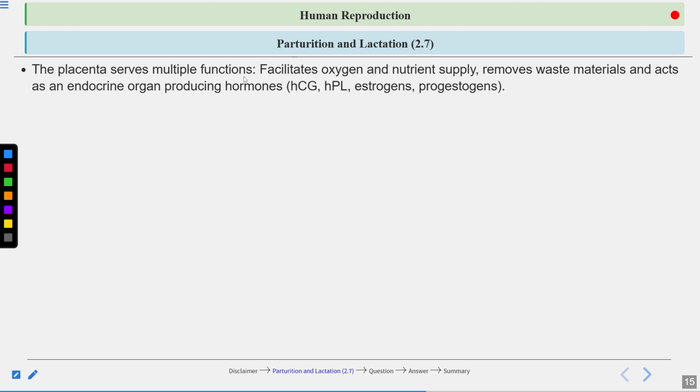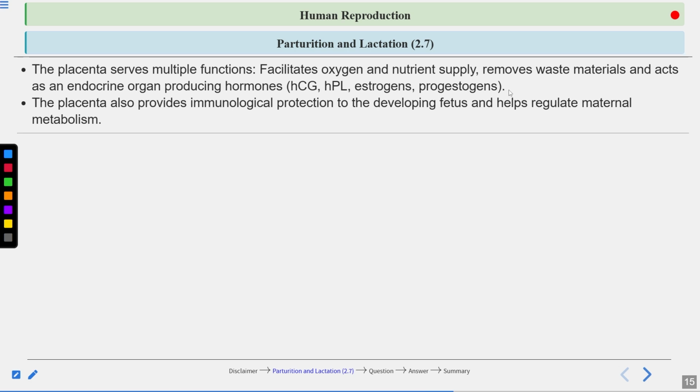The placenta serves multiple functions. We have already discussed: it facilitates oxygen and nutrient supply, removes waste materials, and acts as an endocrine organ also. So the placenta acts as an endocrine tissue, and it secretes hormones. What hormones are released by the placenta? HCG, HPL, estrogen as well as progesterone. So these hormones are released during the pregnancy. Now the placenta also provides immunological protection to the developing fetus and helps regulate the maternal metabolism as well.